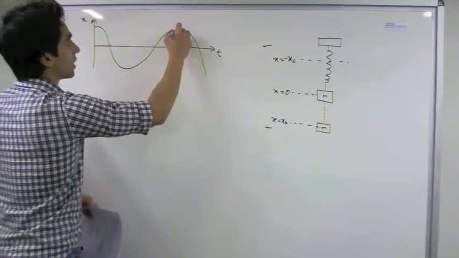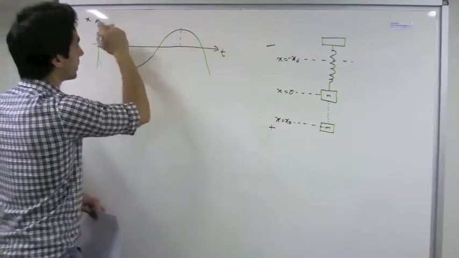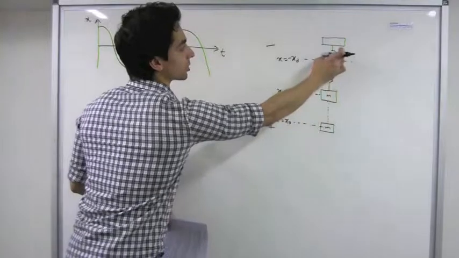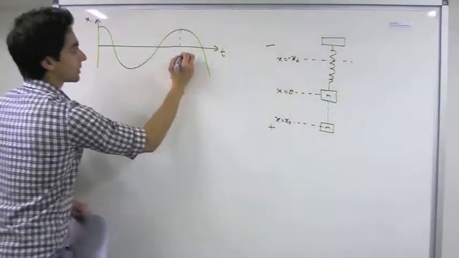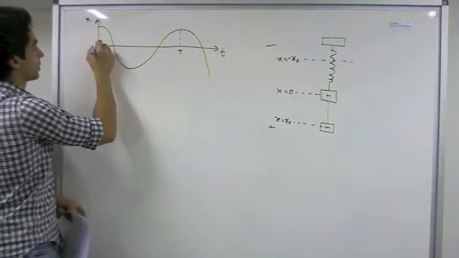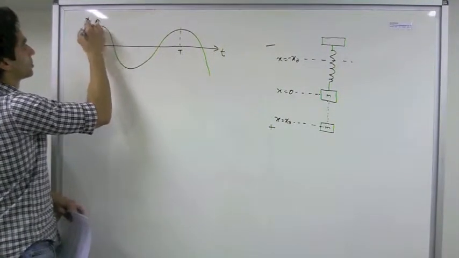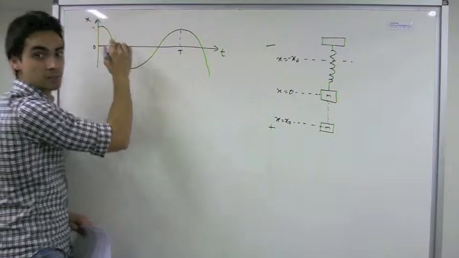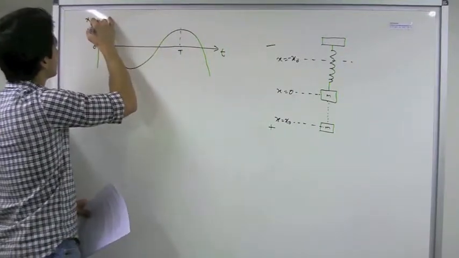When one wave is complete, one complete oscillation moving from here to the topmost point and then back here, that would be one time period, and this position here, the maximum displacement, is the amplitude.